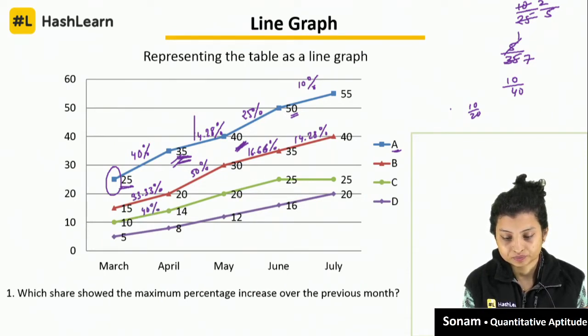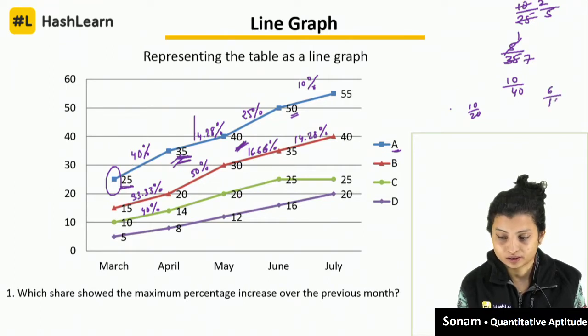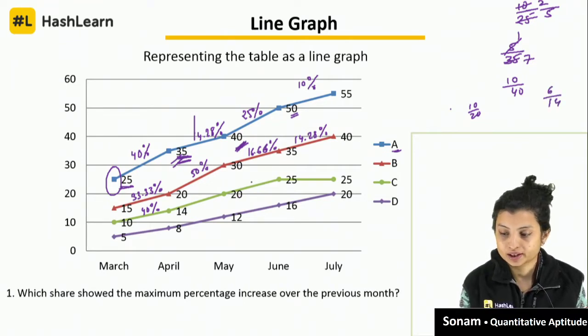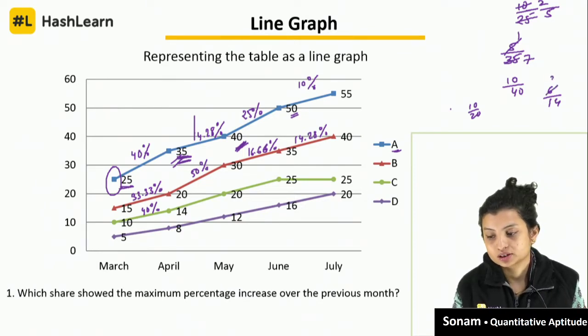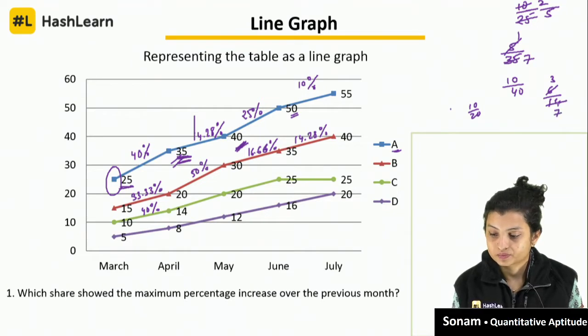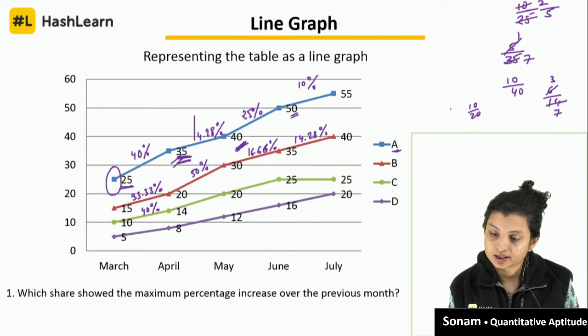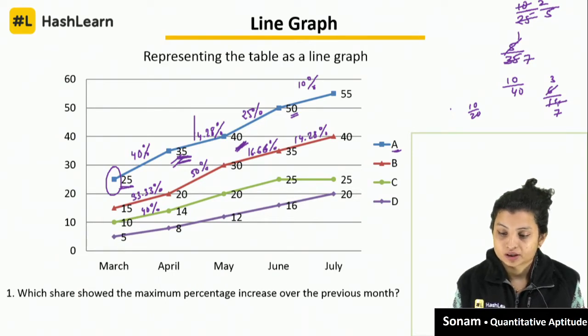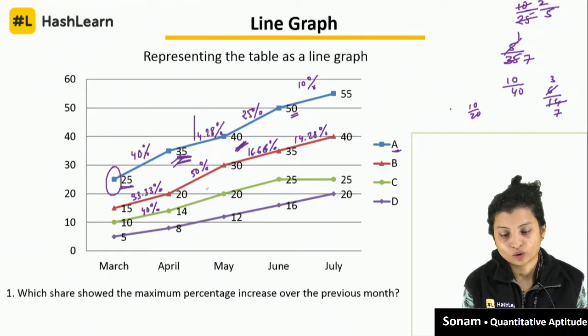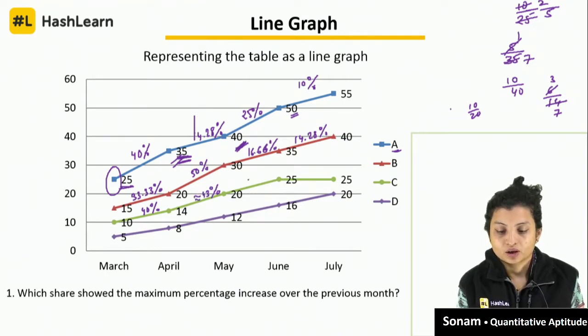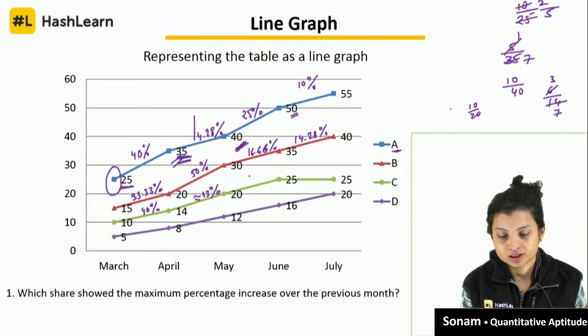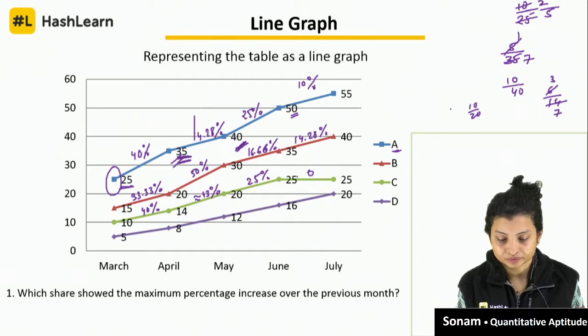This is 6 by 14, right? From 14 to 20 it is 6 by 14, that is 3 by 7 after dividing by 2 on both sides. So 1 by 7 is 14.28, so 3 by 7 is nearly equal to 43%, right? Okay, so 5 by 20, that is 1 by 4, 25%. Here there is no change.